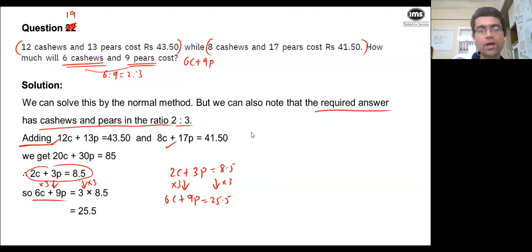But I don't need to find the value of C and P. What I need is 6C plus 9P. I don't need to find C and P. That is the beauty. I need 6C plus 9P. Let me just concentrate on that. We did not use the unique solution condition. We said 2C plus 3P is 8.5, multiply both sides by 3, and you get 6C plus 9P as 25.5.